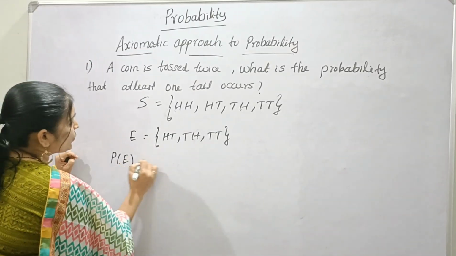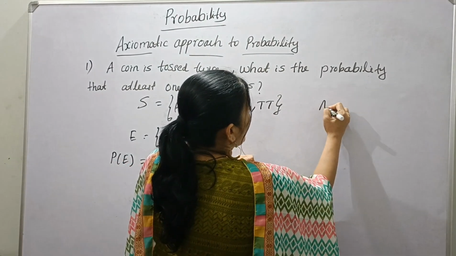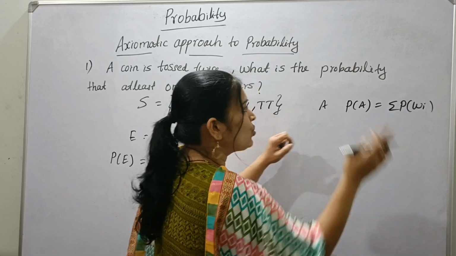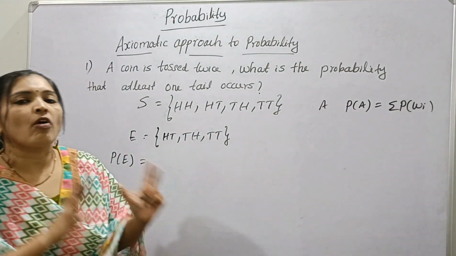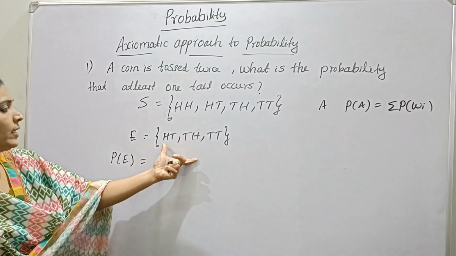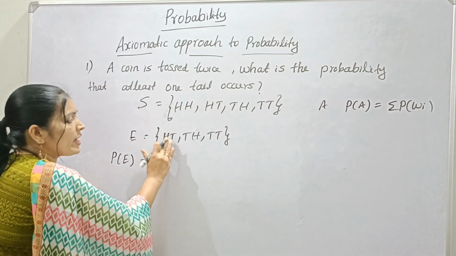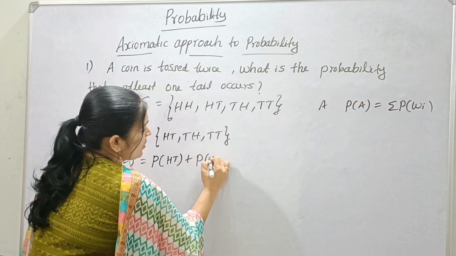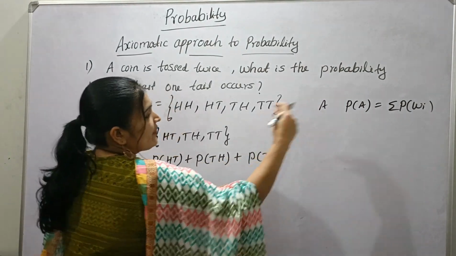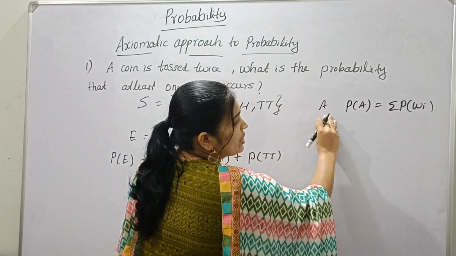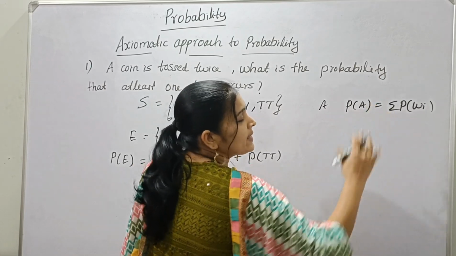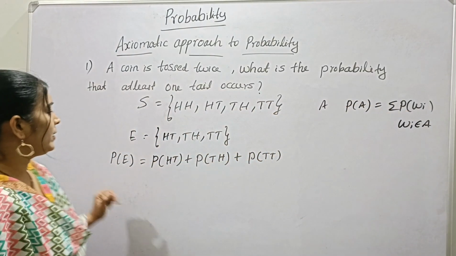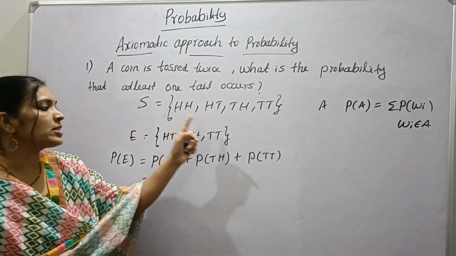Therefore, the probability of E is, by our last axiom, for any event A, the probability of A is equal to the sum of the probabilities of all the elements omega i belonging to A. So the probability of E is the probability of HT plus the probability of TH plus the probability of TT.